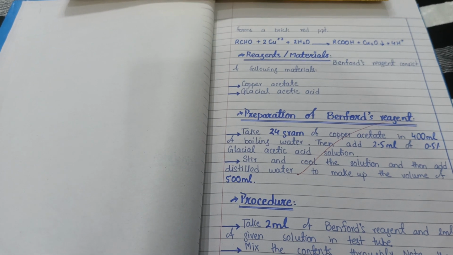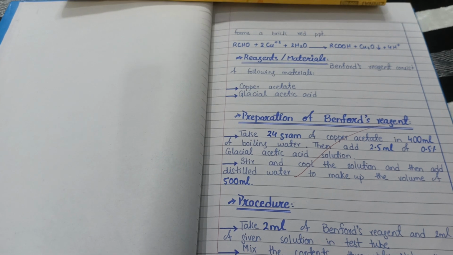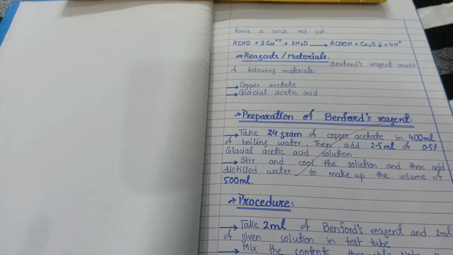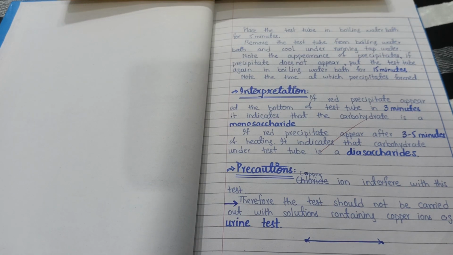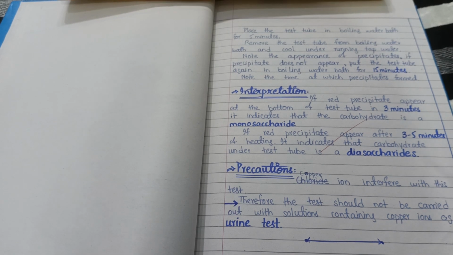Now for the procedure, you will take 2 ml of Barfoed reagent and add it to 1 ml of every solution. You will mix them and note the time for them. If they take a long time, then it will be a disaccharide. If it shows the result in just 3 minutes, then it will be a monosaccharide. You also have to place the test tube in the water bath. You have to boil it for 5 minutes and remove the test tube, and then cool it under running tap water, and then notice the appearance of the precipitate. At the last, there is the interpretation.